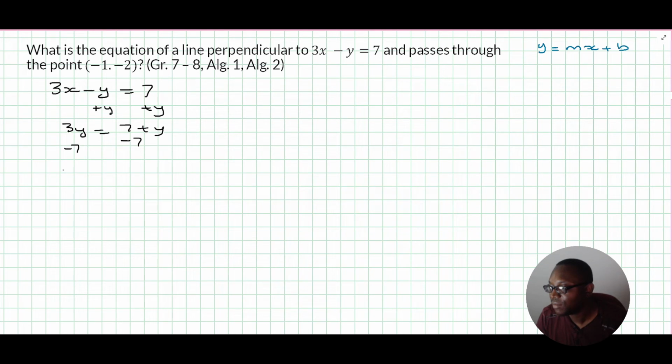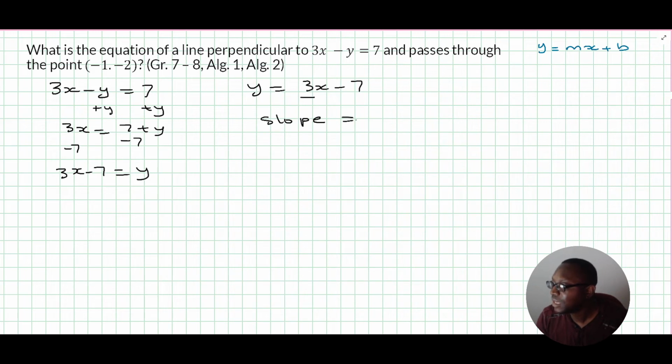Actually, that should be x here. So we have 3x minus 7 equals y. So our equation is y equals 3x minus 7. Now, when you have an equation in this form, 3 is going to be your slope.